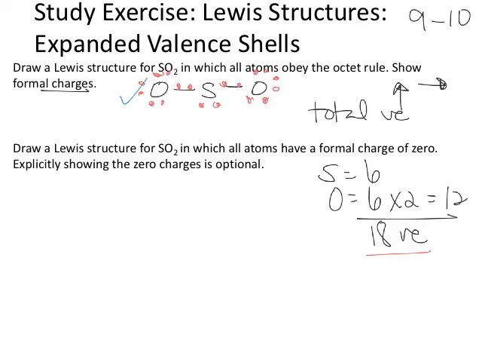After you add up all your total valence electrons, you check to make sure each element has a complete octet. Oxygen does, this oxygen does, sulfur does not. It has only 6 electrons. It does not have 8, so therefore it doesn't have a complete octet. So we're going to have to redraw this.